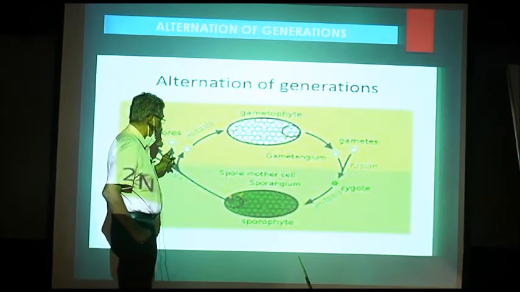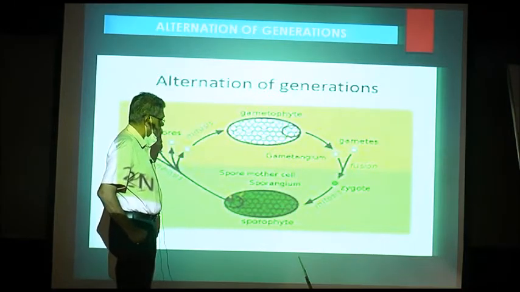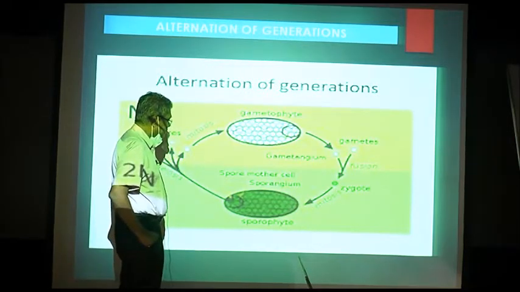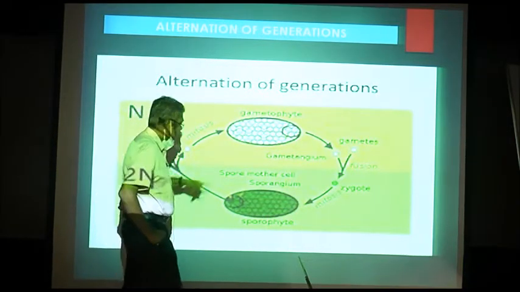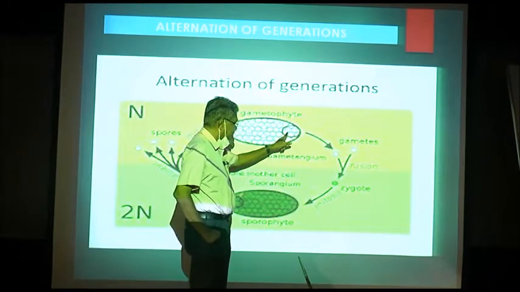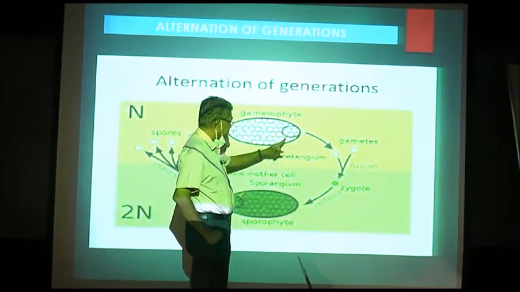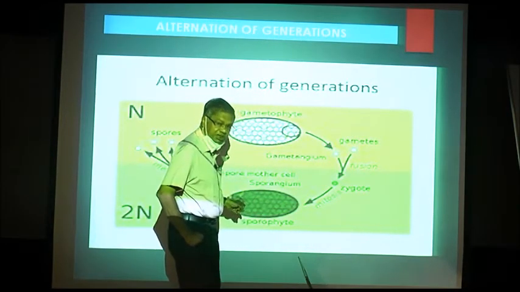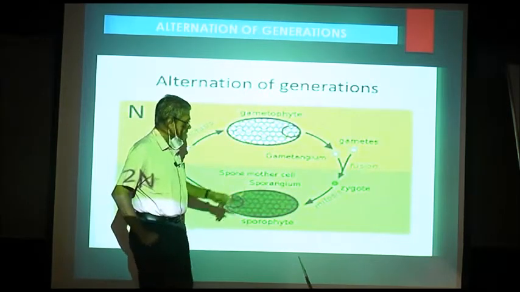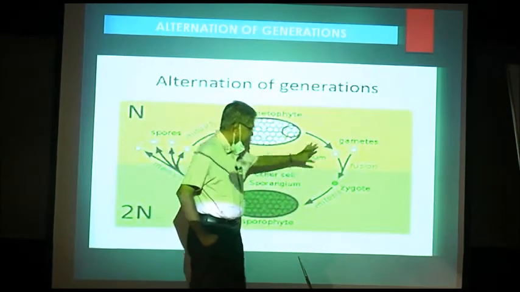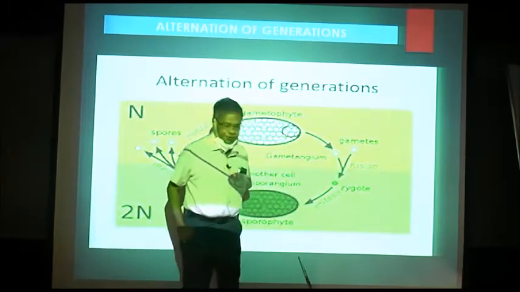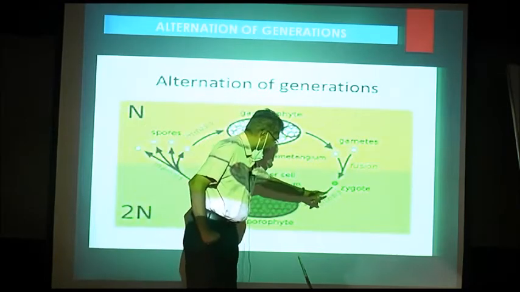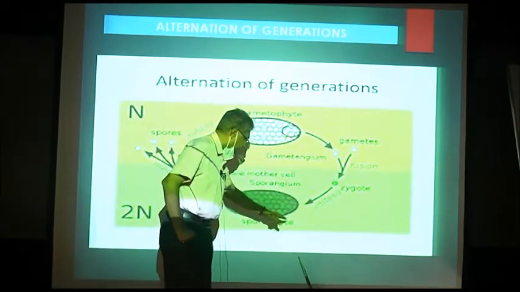These haploid spores undergo repeated division to form the gametophyte. The gametophyte is haploid. This haploid gametophyte has gametangium. Gametangium is like sporangium. In sporangium, spores are formed, and in gametangium, the gametes are formed, and the gametes fuse to form the zygote. After fusion, the zygote undergoes mitotic division to form the sporophyte.